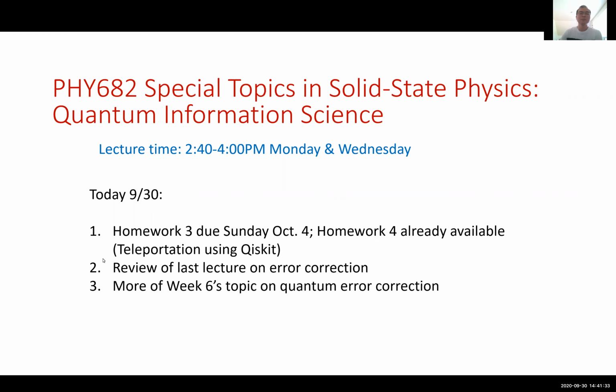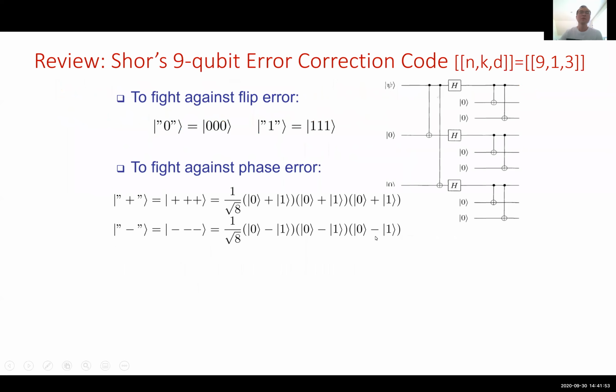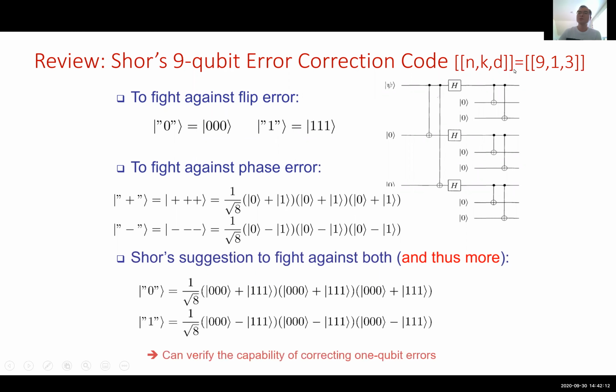Okay. So today I'm going to review a little bit of what we talked about last time on error correction, then move on to more of the topics in quantum error correction. The first thing to review is Shor's 9-qubit error correction code. There is a notation that's often used, using [[n, k, d]] with a double bracket. n is the number of physical qubits, 9 qubits. Let me just show the code.